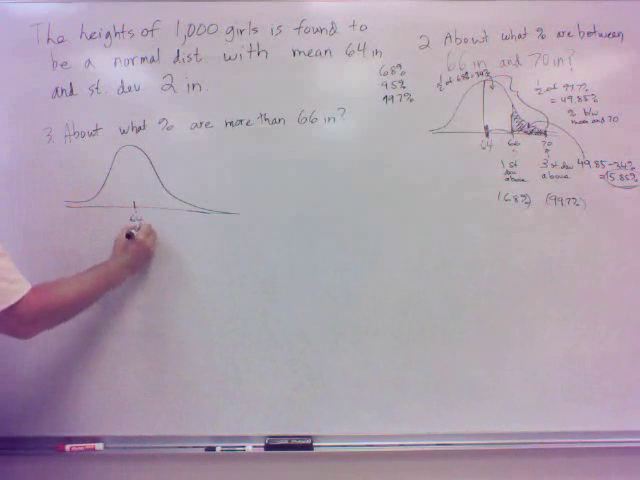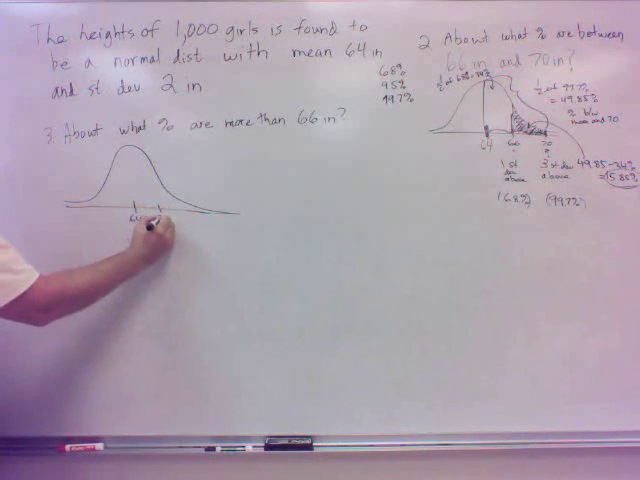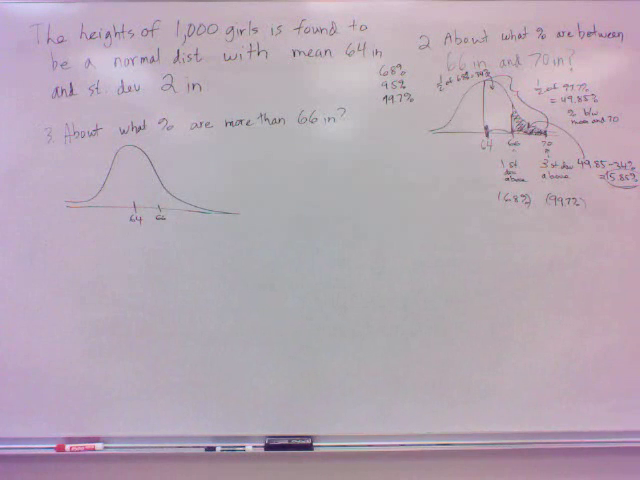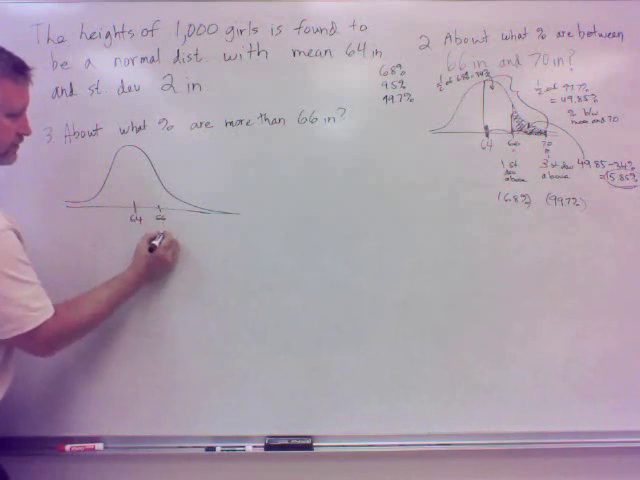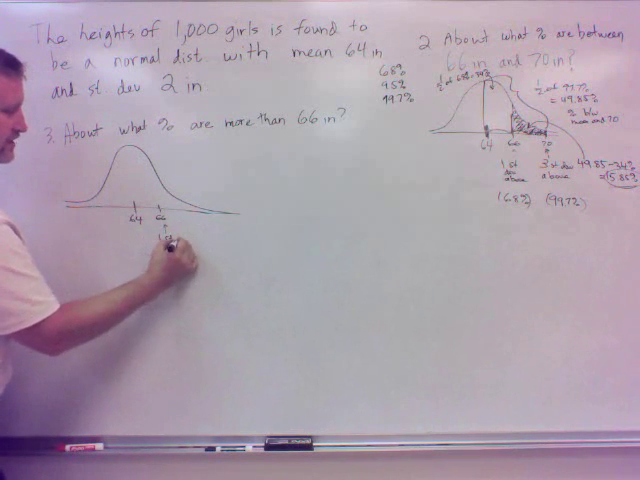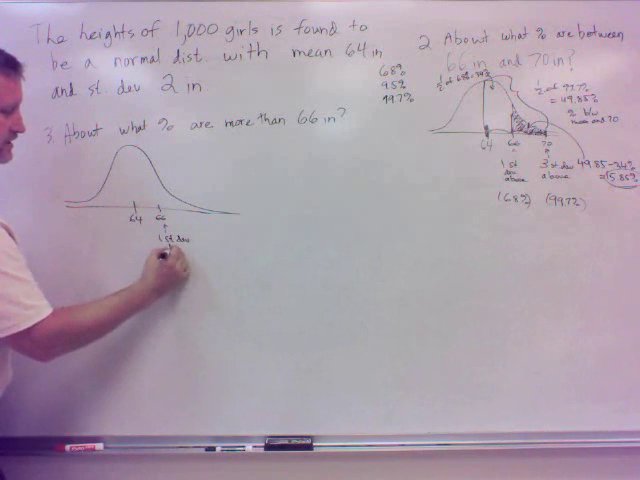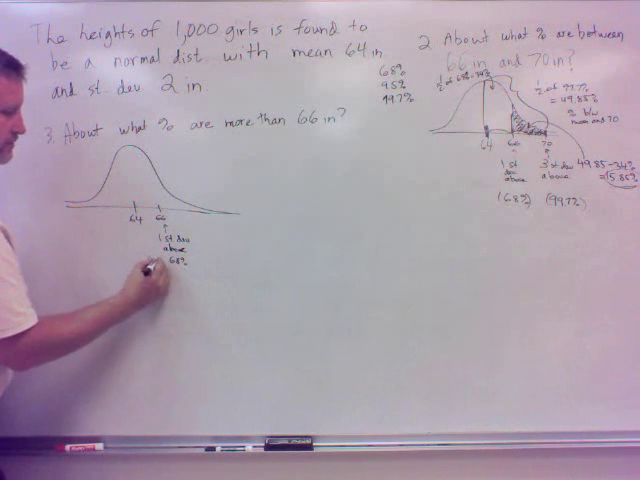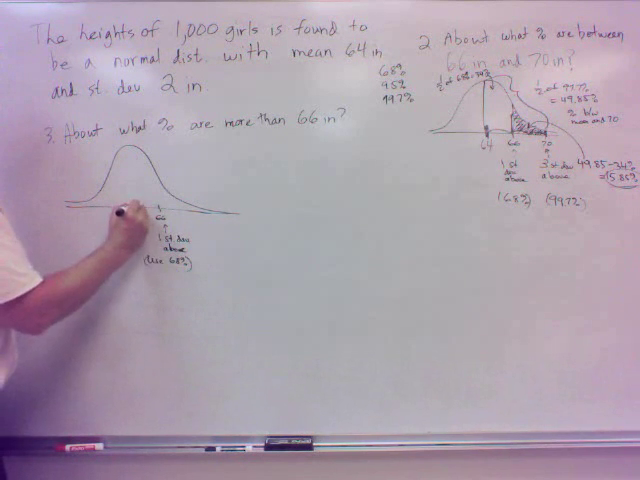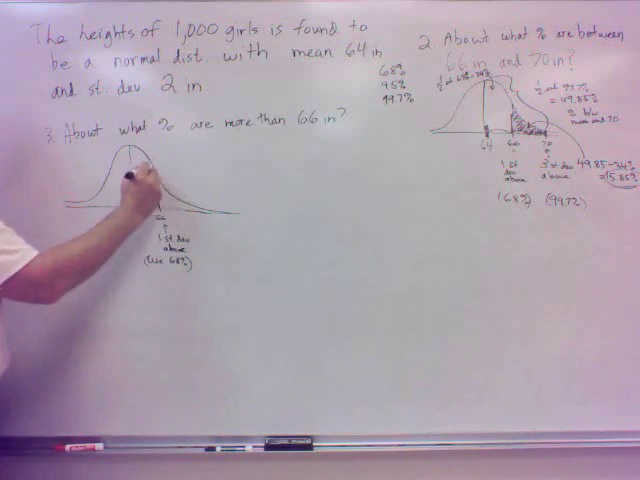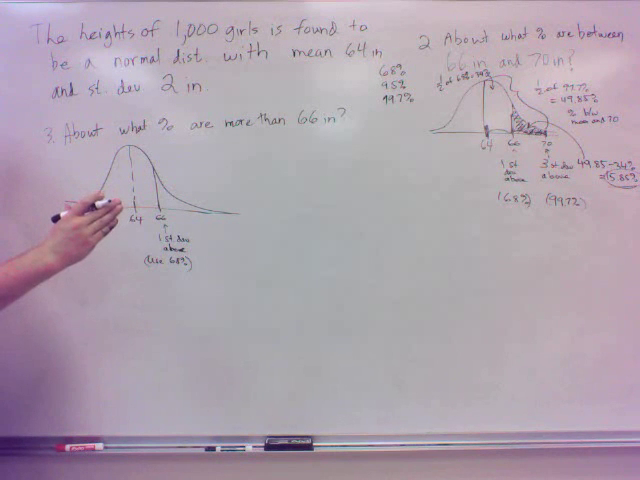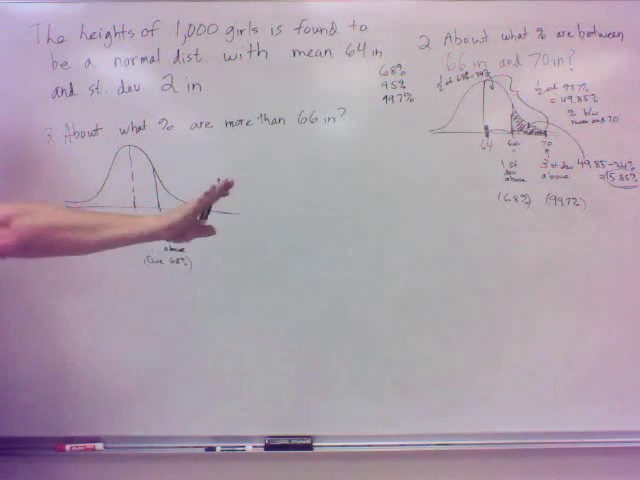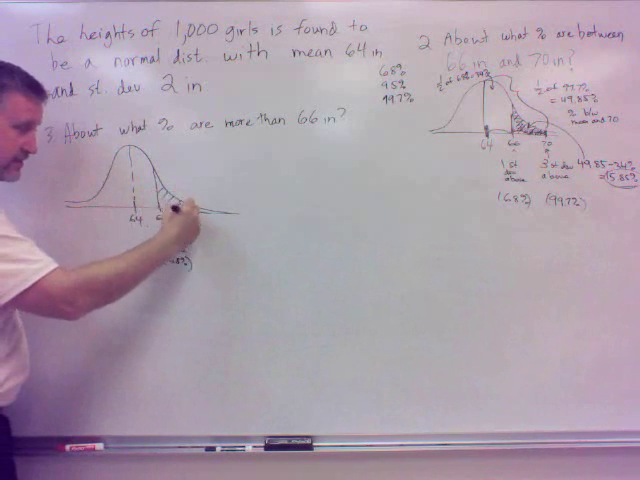64 in the middle. 66 above that. How many standard deviations above? 1. Okay, so 1 standard deviation above. We just did that one, didn't we? 1 standard deviation above. So that's the 68%. I'm going to use 68%. All right. There's my mean. There's my 66. But which part here of the graph am I wanting the percentage of? I want the percentage more than 66. So I'm wanting this little piece out here.